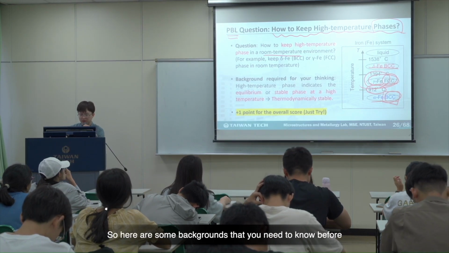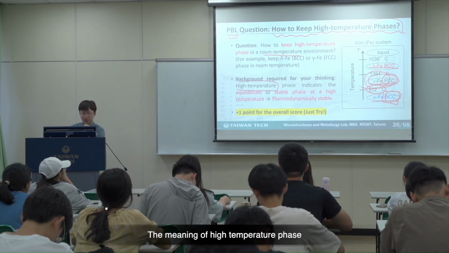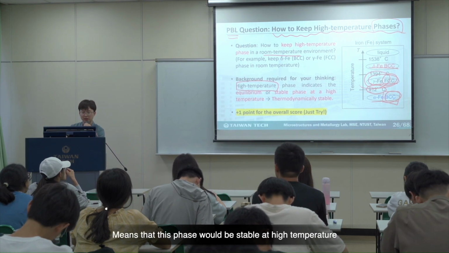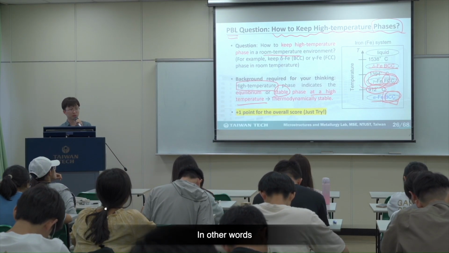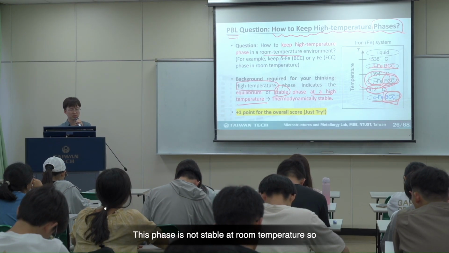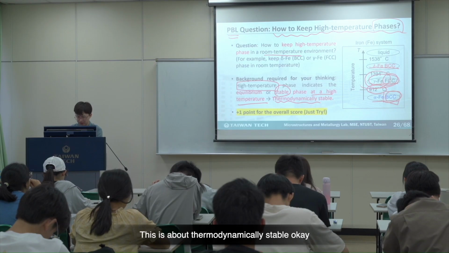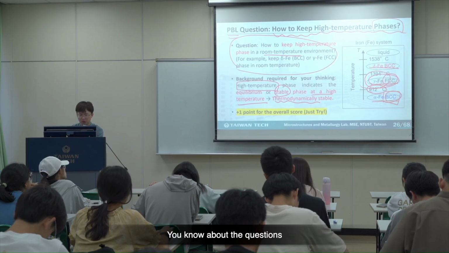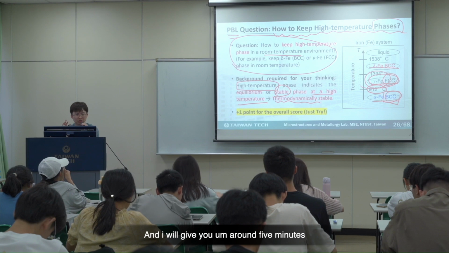So here are some backgrounds that you need to know before you think about it. So first, the meaning of high temperature phase means that this phase would be stable at high temperature. In other words, this phase is not stable at room temperatures. So this is about thermodynamically stable.